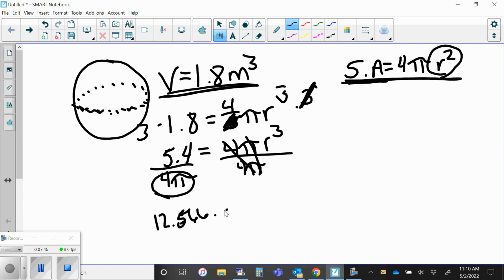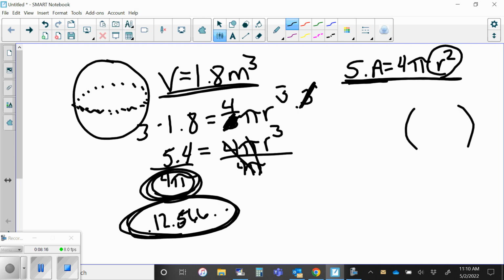Divided by, and then parentheses, 4 times, and then you have to hit shift and the EXP because that's the pi button on the calculator. And now close the parentheses. When you close the parentheses, you're going to get this number in your calculator. It's on the board, 12.566. Okay, that's not your answer. That is the 4 times the pi. The calculator did the parentheses part so far.